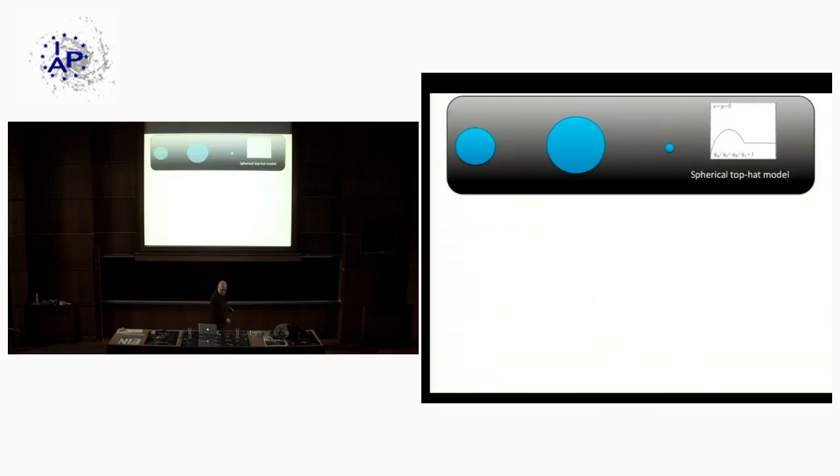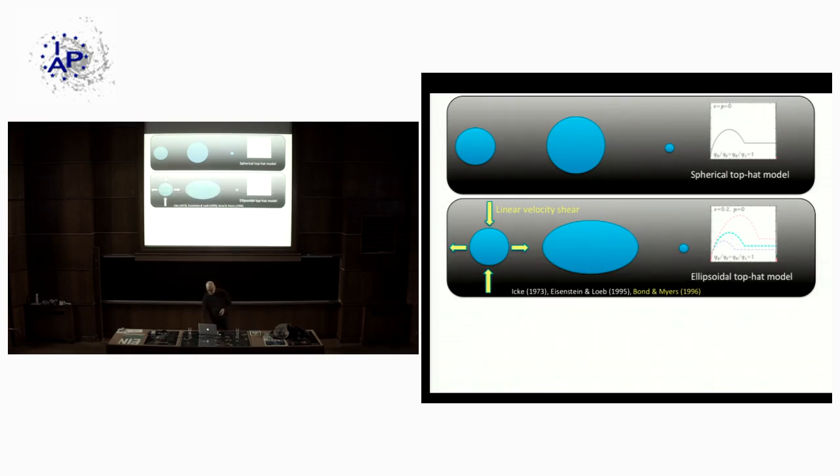So this led to the development of alternatives to the spherical collapse model. There is the very well-known ellipsoidal collapse model. I see Dick Bond sitting in the audience. Is this Bond? And the idea here is basically to take into account the effect of the large-scale structure on the collapse of a halo as torque in the initial condition.